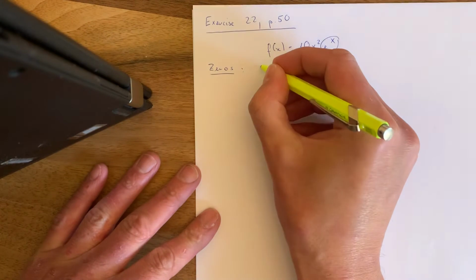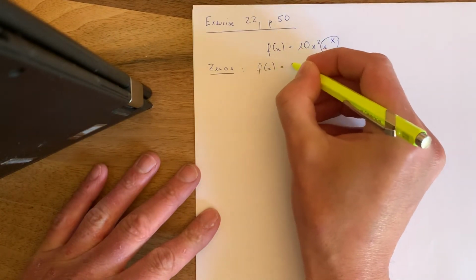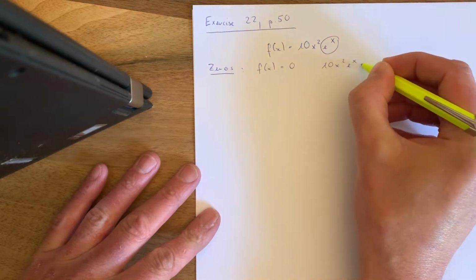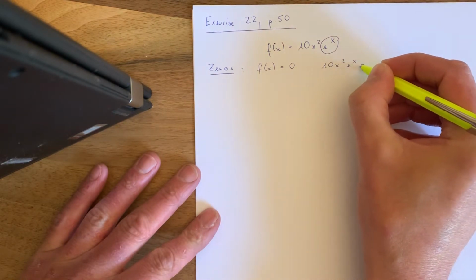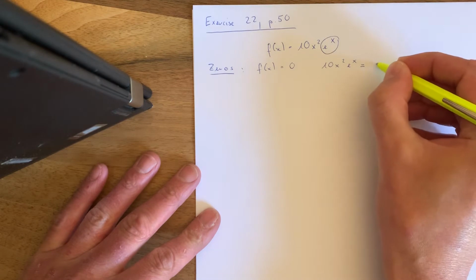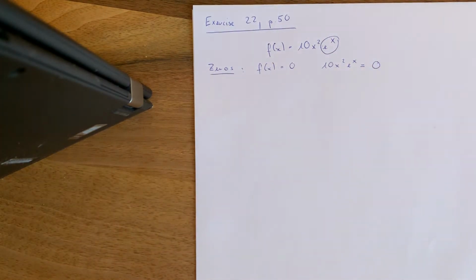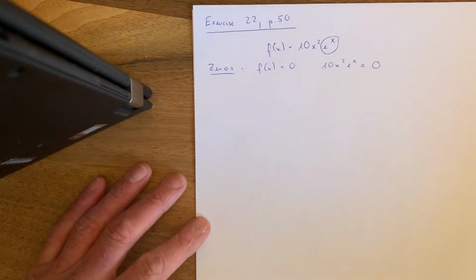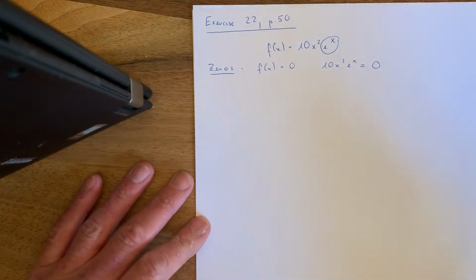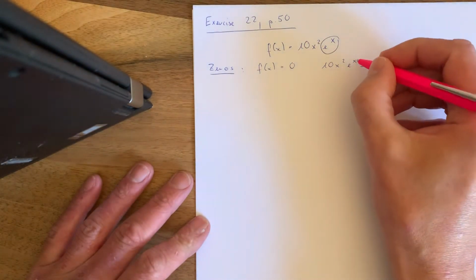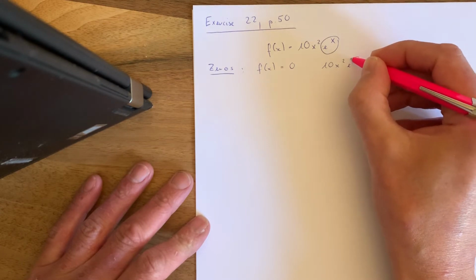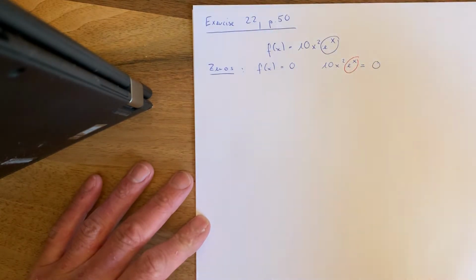To find the zeros, we take the function equation and set that equal to 0. So we set 10 times x squared times e to the power of x equal to 0. Now it might seem difficult to solve this equation for x. However, there's a small little trick, and if you know that one, it's no longer difficult to solve this equation.